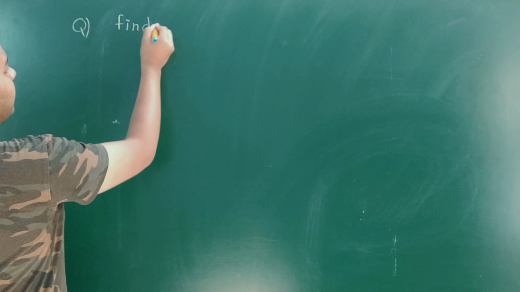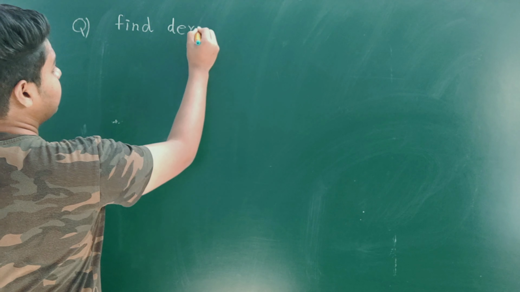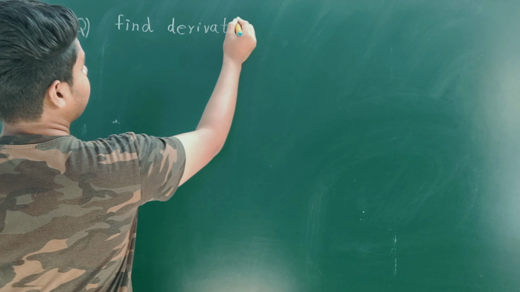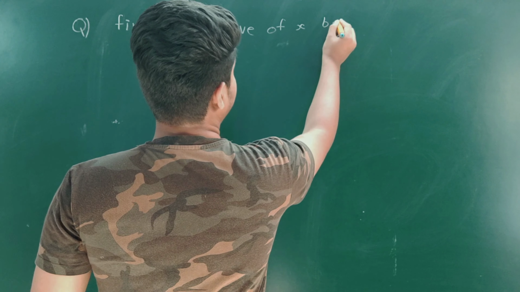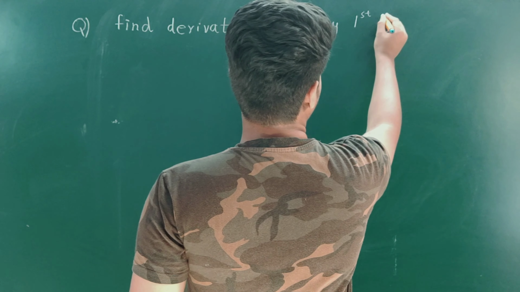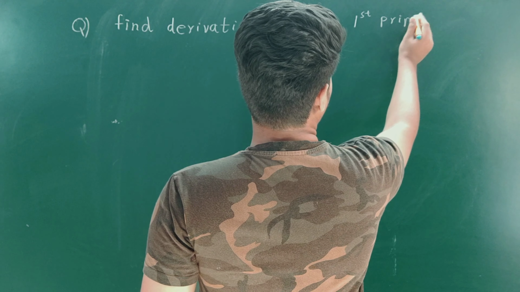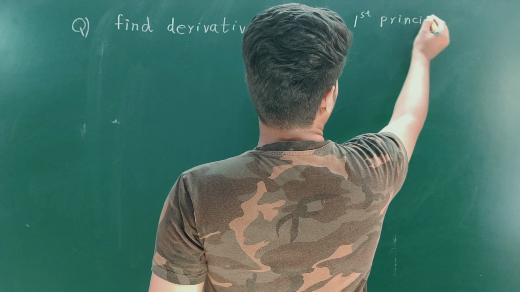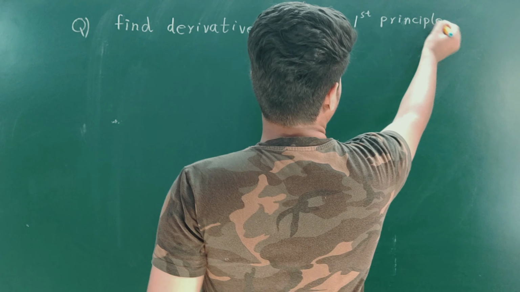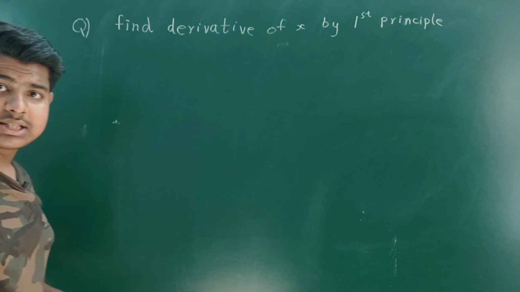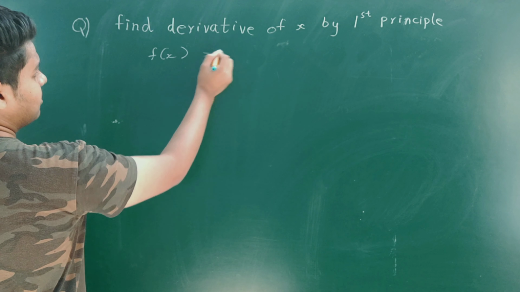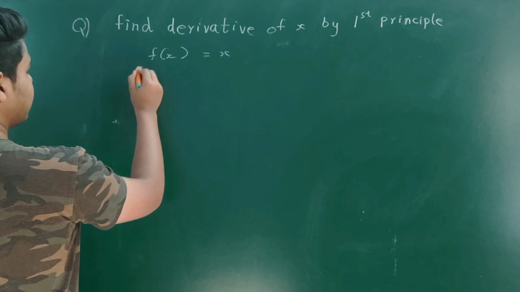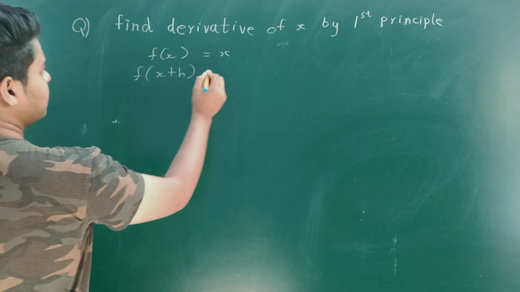The next question is, find the derivative of x by first principle. We have been given a question to find the derivative of x by the first principle. So if I write f(x) equals x, and the second is f(x + h) equals x + h.